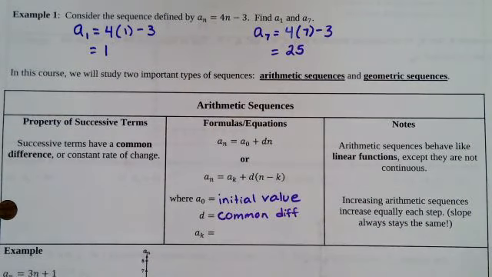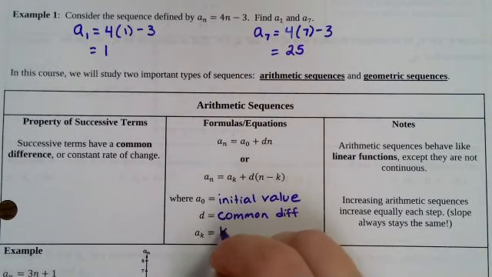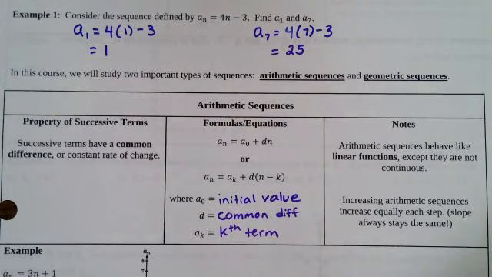Okay, and then this a sub k is actually, it's kind of crazy, but it's the kth term in your sequence. Okay, which I know sounds a little bit wild, but if they give you a term in the sequence, you can represent it as like a generic term. Okay, and we'll discuss that when you see it in a few minutes.